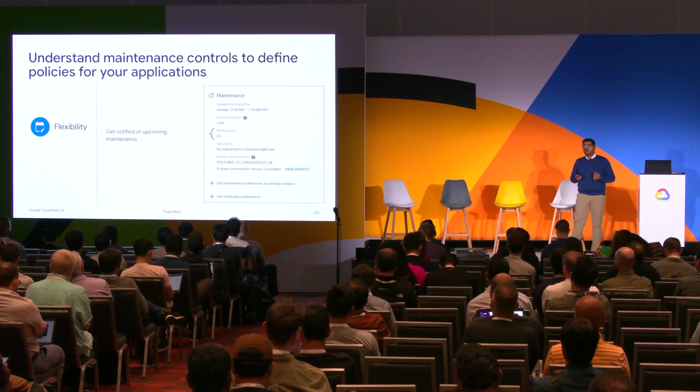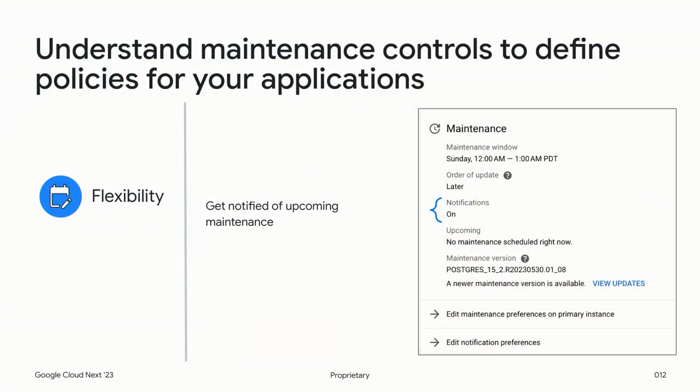Obviously, if you're going to get maintenance on your instance, you would want to know about it. So you can sign up for maintenance notification, and you typically receive the notification either 7 days in advance if it is set to earlier, or 14 days in advance if the order of update is set to later.